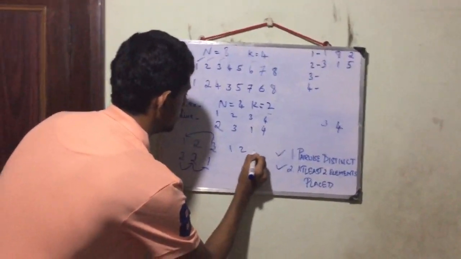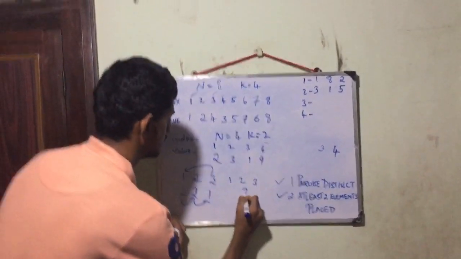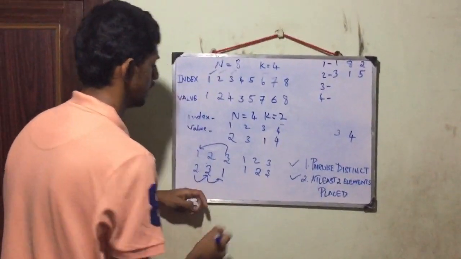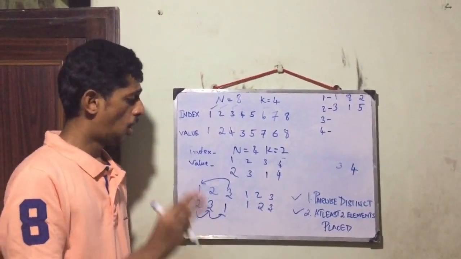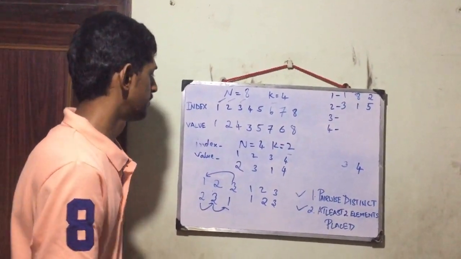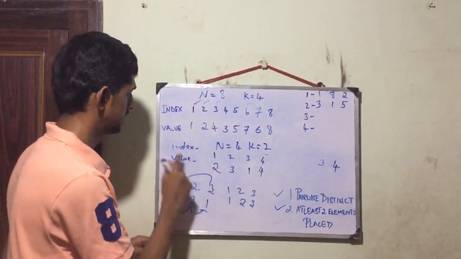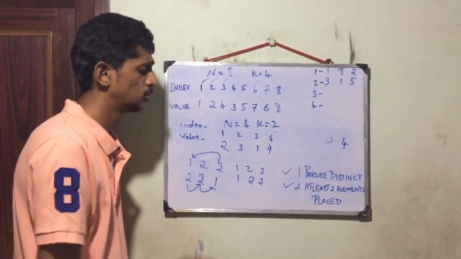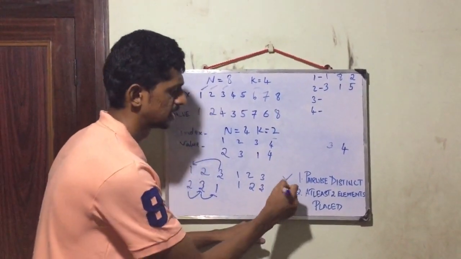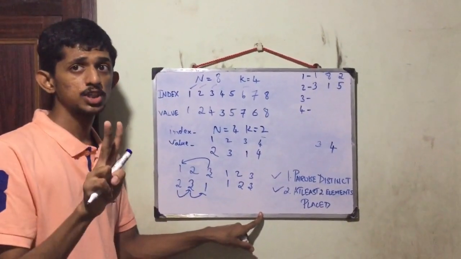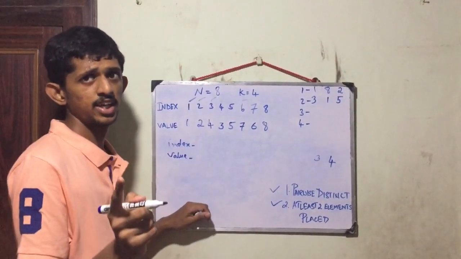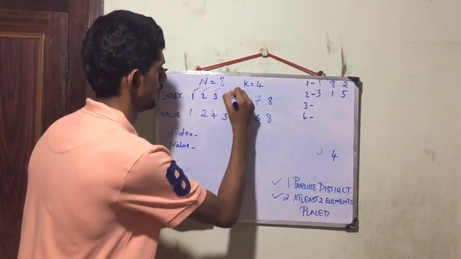So 1, 2 and 3. 2 goes to the second index, 3 goes to the third index, and 1 comes to the first index. Yes, now you can see that all 3 elements are placed. So in the first step we got only 1 value placed, but in the second step we have 3 values placed, which meets this criteria. That is, in 2 steps we are placing 4 elements. That is correct. So therefore, if you are getting a pair, just store it.